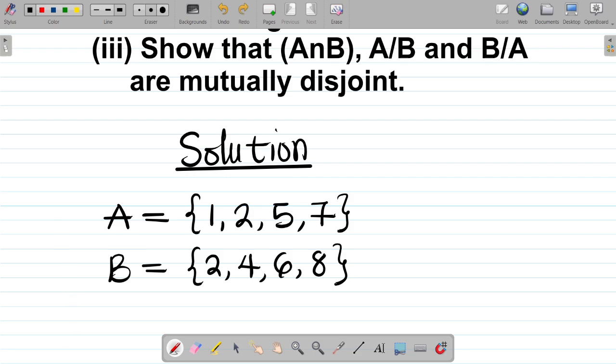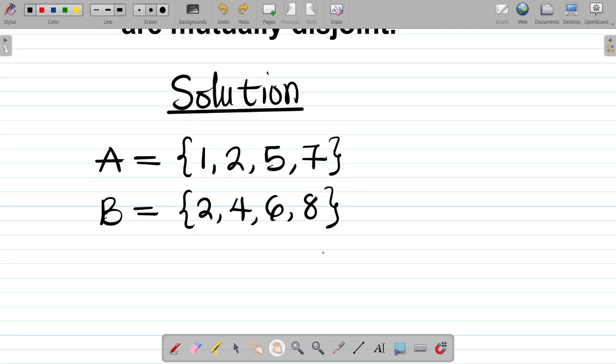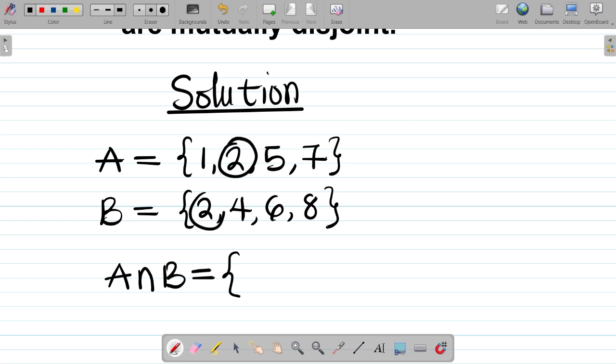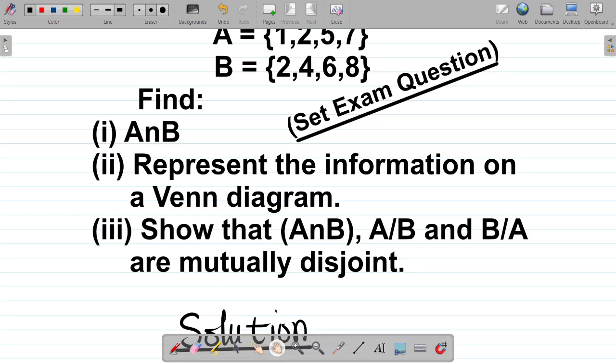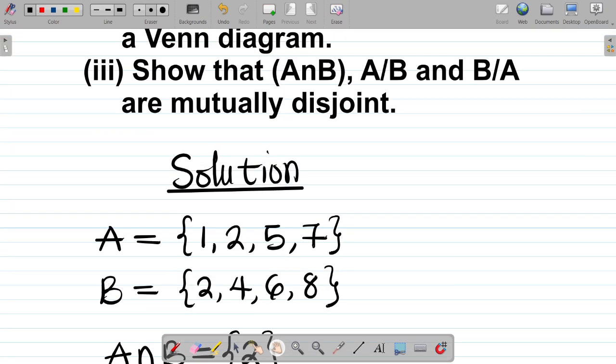From what we have here, you can see that the first question says we should find A intersection B. For an intersection, you write out those elements that they have in common. If I look at A and B, A has 2 and B also has 2, and that's the only thing they have in common. So A intersection B is equal to 2. That's part A.